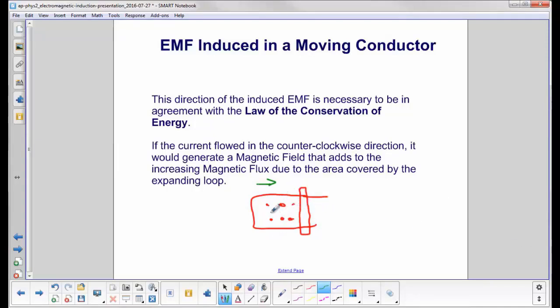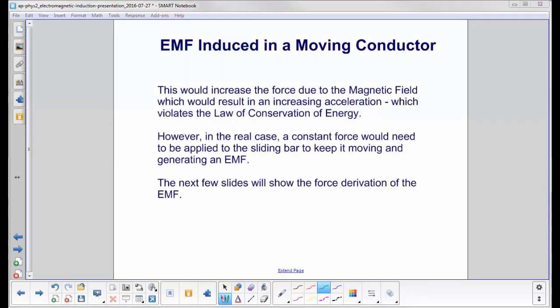Let's say the current went in the other direction. Let's say it did go counterclockwise. That would create a magnetic field out of the page within the loop using the right-hand grip rule. So you would increase the magnetic field, which would increase the flux, which would then increase the velocity of this object. So the bar would keep moving faster and faster with no external force, which violates the law of the conservation of energy. So we know that the bar can't speed up without an external force.